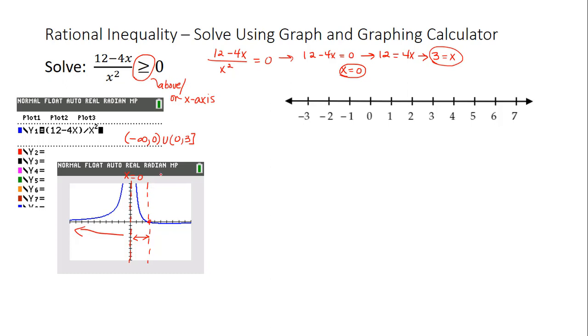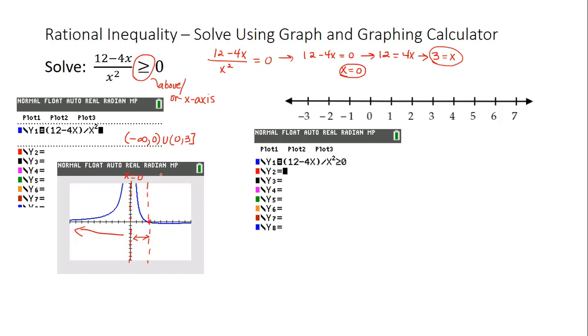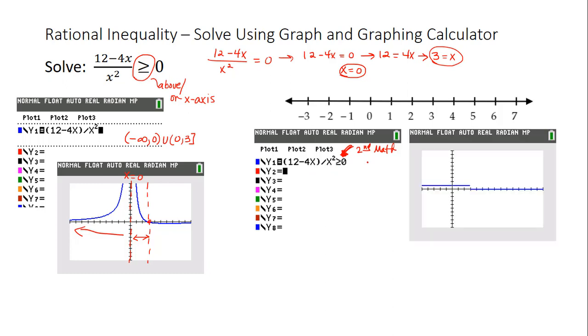Another way that I can use a graphing calculator is by entering the entire inequality. We've done this on a few other videos, but I would enter the expression in parentheses 12 minus 4x divided by the expression x squared, and then I'm going to use my test menu that I get to by Second Math and choose greater than or equal to, and then input 0. So I'm entering my entire inequality, 12 minus 4x in parentheses divided by x squared is greater than or equal to 0, and then I'm going to graph.